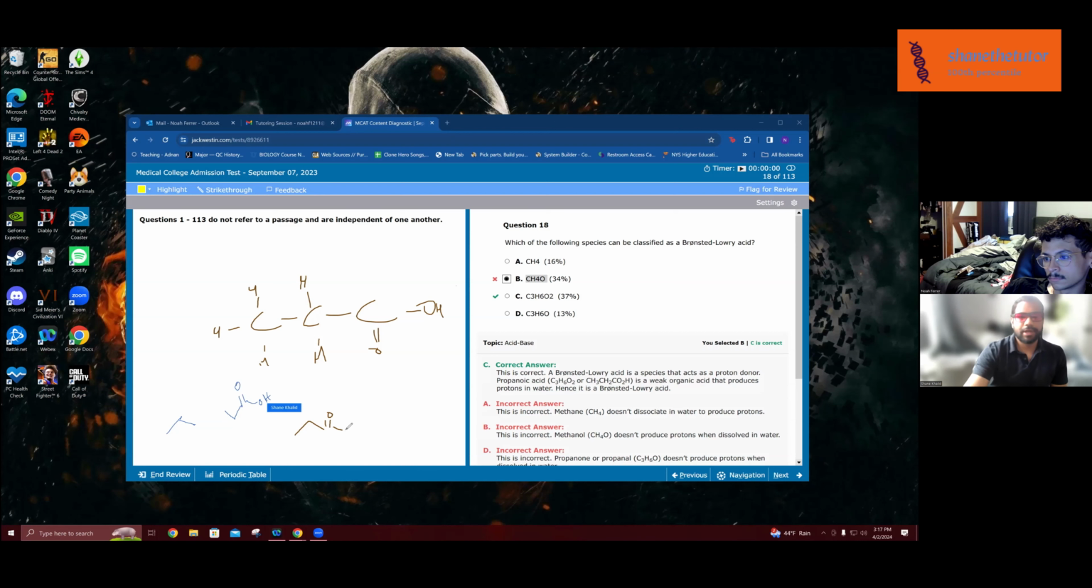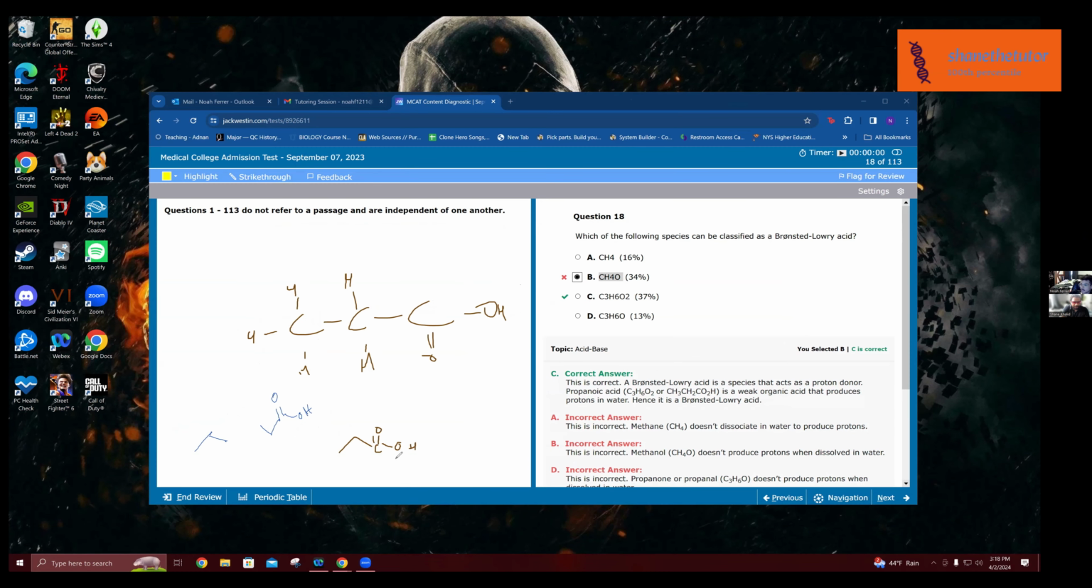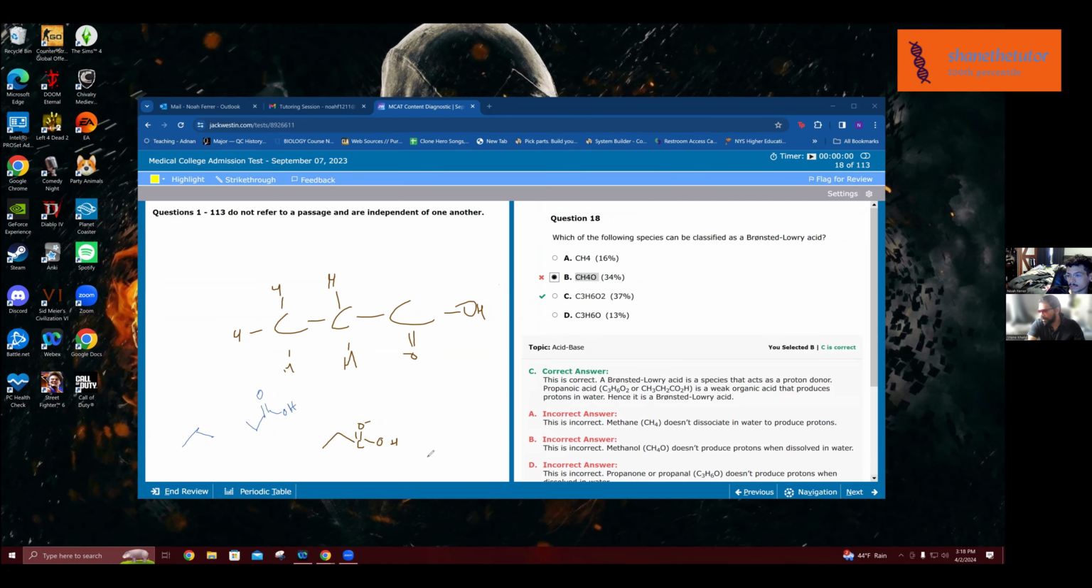So this over here, what I drew. We do the same thing. You just put the arrow down and put it up. Tell me about this molecule losing a proton and what it turns into. So if it loses a proton, it turns into that, right?